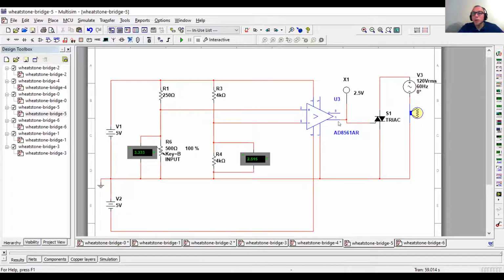And what I've done here is, when there's a 1, I have it energizing the gate of a TRIAC, and you're going to learn more about TRIACs, but basically this TRIAC acts like a switch. So when I put a small amount of voltage into the gate, this TRIAC will allow this 120 volt circuit to operate.